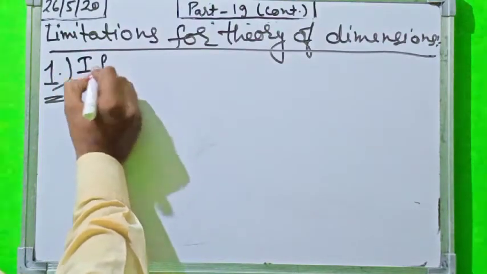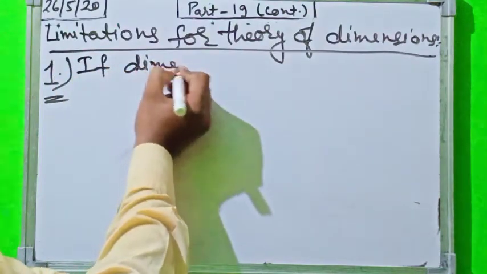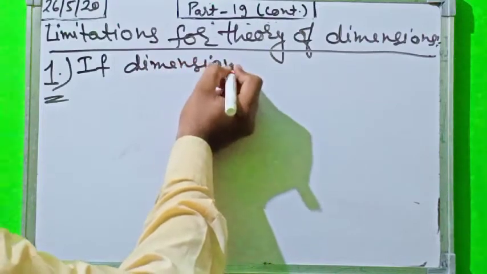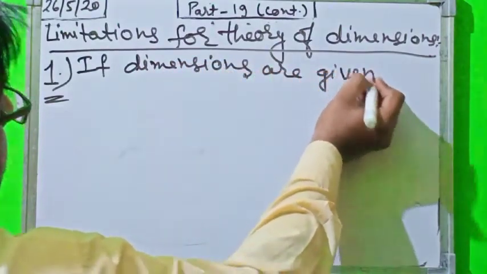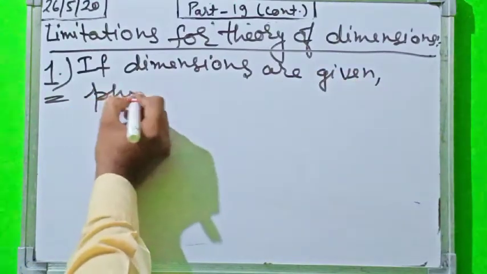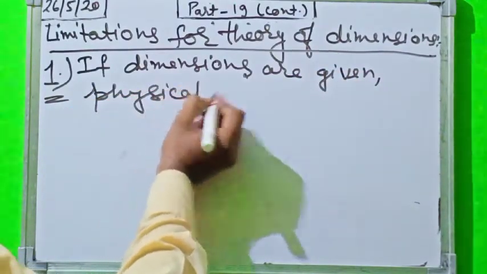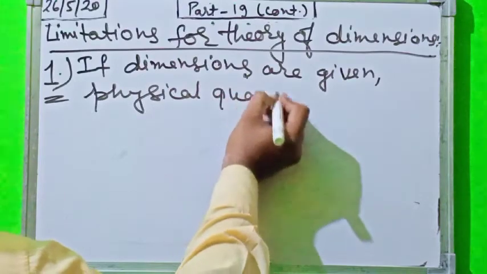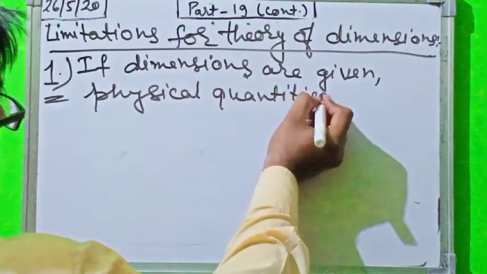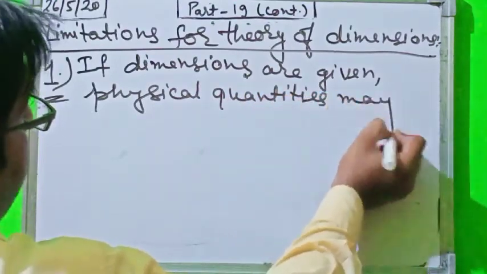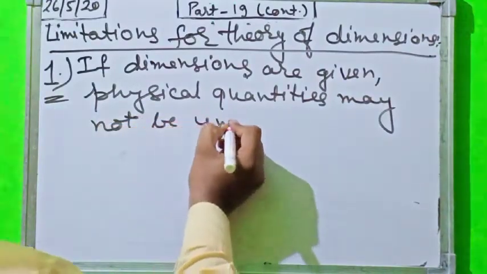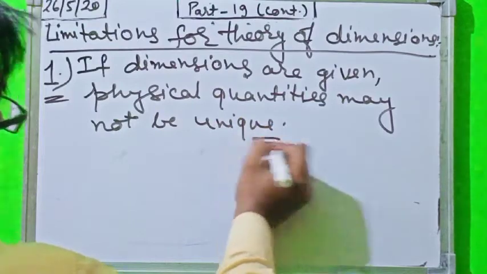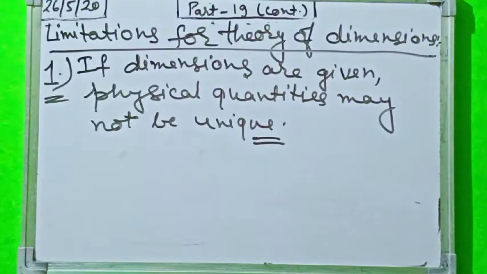If dimensions are given, physical quantities may not be unique. Physical quantities may not be unique.